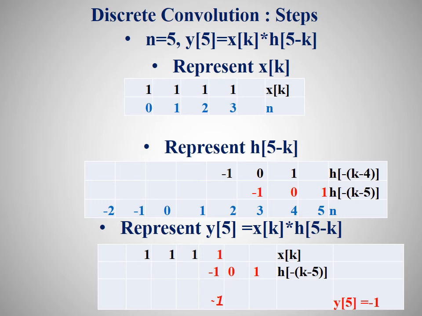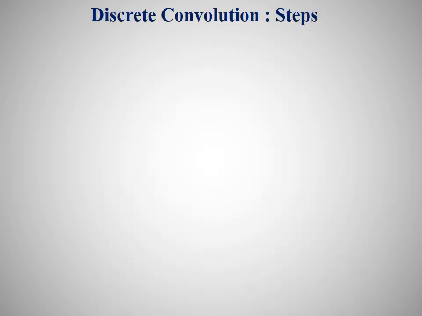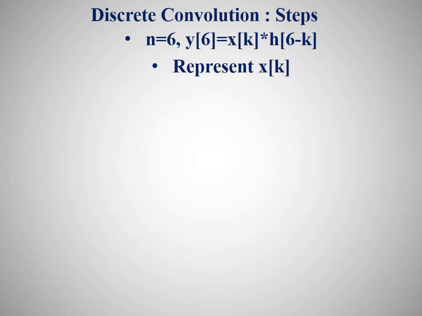Any guesses what would be the value at n equal to 6? At n equal to 6, again it is going to be shifted by one position, which means the value of h of 6 minus k would start from 4. Let us see in detail. At n equal to 6, as has been mentioned, y of 6 is going to be equal to x of k into h of 6 minus k.